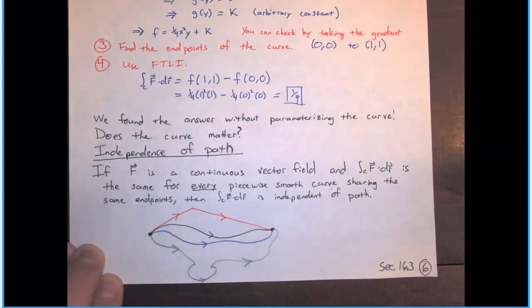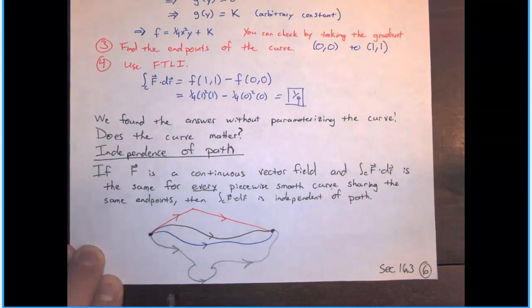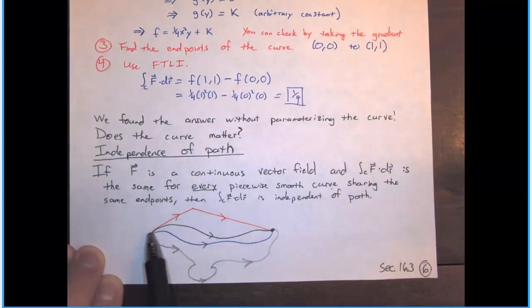If my integral is independent of path, I can integrate over this curve, that's fine. I'd get the same answer if I integrated over that curve. It doesn't have to be smooth, it could be piecewise smooth, so I could integrate over these two line segments. As long as I start here and end here, I'll get the same answer.